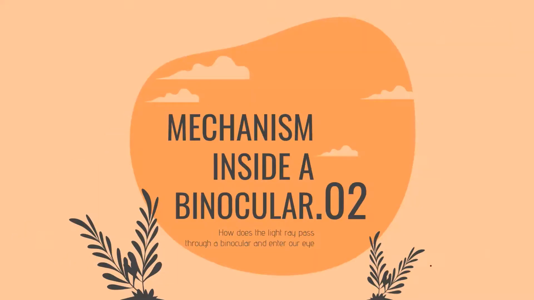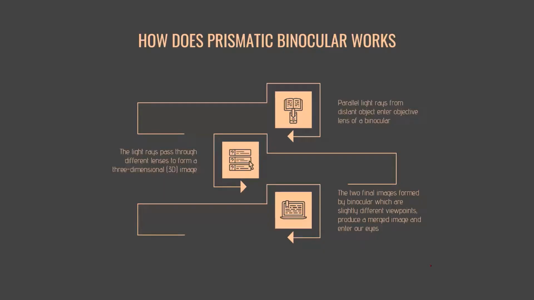And we can now see the second part of our presentation, the mechanism inside binoculars. How does the light ray pass through binoculars and enter our eye? Here we can see the pathway of the light ray inside the binocular. When parallel light rays from a distant object enter the objective lens of a binocular, the light rays pass through different lenses to form a three-dimensional (3D) image. The two final images formed by the binocular, which are from slightly different viewpoints, will produce a merged image and enter our eyes.